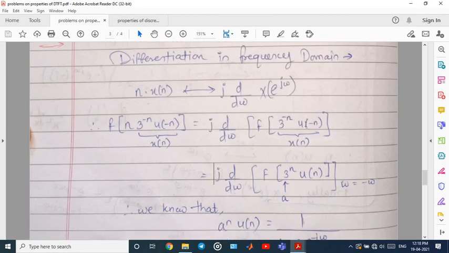So this x of n is not modified. We have to modify this x of n by putting minus n equal to plus n. Okay, so how is it going to happen?